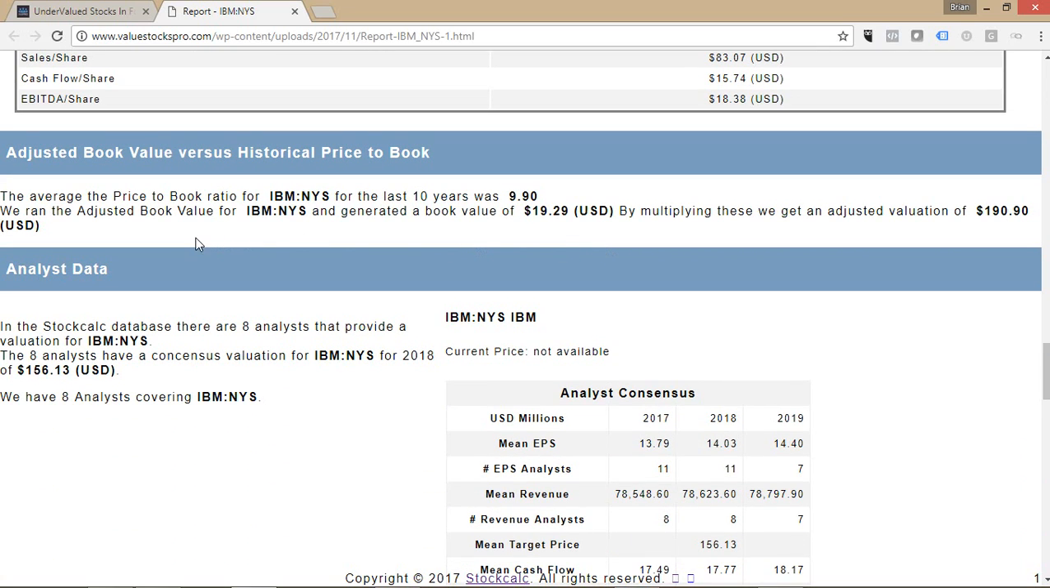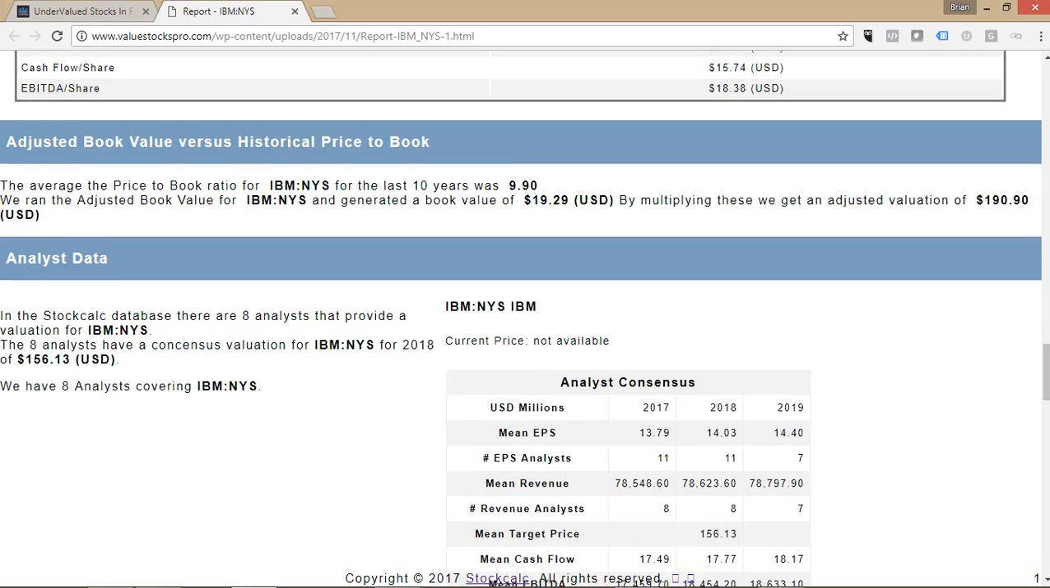Adjusted book, what we do is we actually take the balance sheet, calculate the book value, and then apply the average price to book ratio over the last 10 years against that. So based on a book value of $19 a share and a price to book of 9.9, we're coming up with a $190 value for the company based on its average price to book over the last 10 years.